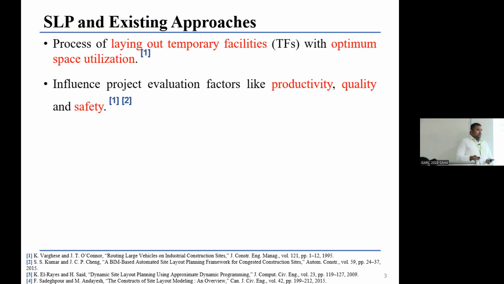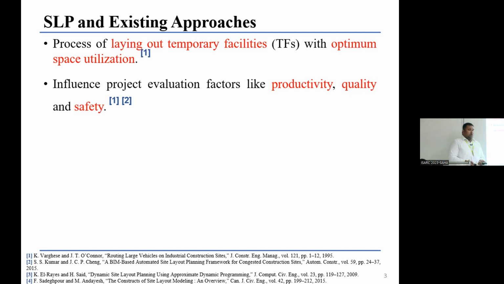So to start with the problem of site layout planning, it's about laying out temporary facilities on the construction site. By the very nature of temporary facilities, they remain on the construction site for some time to aid the main construction. Following that, the contractor removes these temporary facilities. And that's the reason why temporary facilities come by the name temporary. Since these temporary facilities are there for a very small duration during the course of the construction, optimum space utilization is targeted. Along with that, the site layout planning problem directly influences the productivity, quality, and the safety of the construction project.